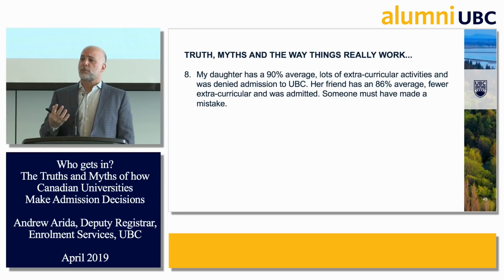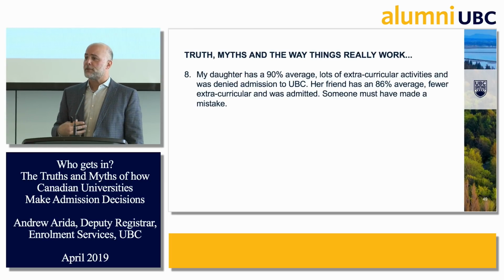The problem with the personal profile, though, is that it makes the admissions process more opaque. So you'll have parents say, my daughter has a 90% average, lots of extracurricular activities, and was denied admission to UBC. Her friend has an 86% average, fewer extracurriculars, and was admitted. Clearly, somebody made a mistake.